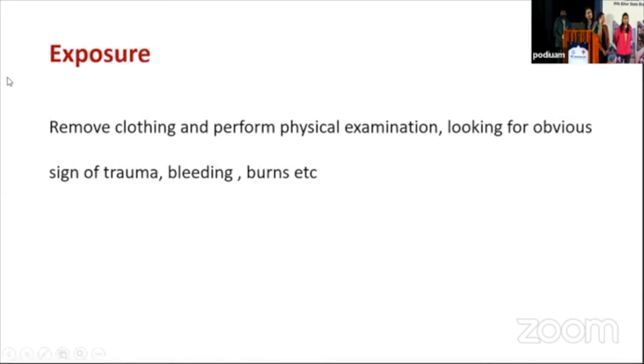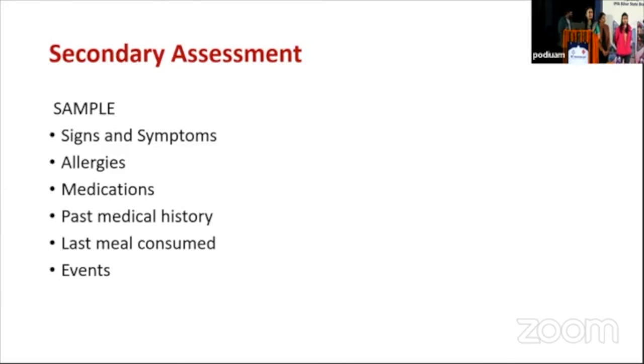So this is A, B, C, D, E, the primary assessment. Then comes the secondary assessment. The secondary assessment is the assessment done to find the cause of the current status of the patient. Why the patient has gone into cardiac arrest or why the patient is in acute emergency, right? And the secondary assessment can be done easily by remembering a few things.